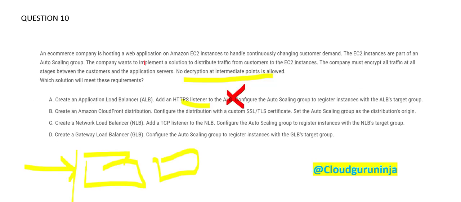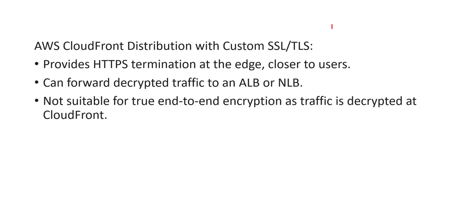Now option B says, let us use a CloudFront distribution. What is CloudFront? We generally use this for applications like Netflix, Amazon Prime, and so on. It has custom SSL/TLS and will provide this termination. It will again forward the decrypted traffic. It does decryption and is not suitable for true end-to-end encryption. We want end-to-end encryption, but this is not suitable because the traffic is decrypted at CloudFront.